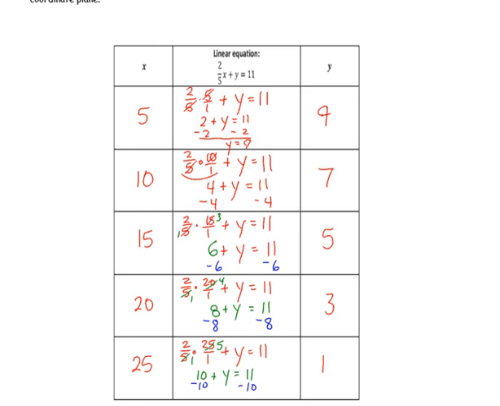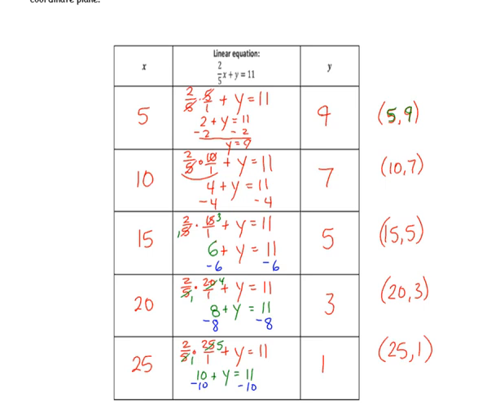I've solved for each value of x. Now I'll write my ordered pairs. My first solution is (5, 9). My second solution is (10, 7). My third solution is (15, 5). (20, 3), and (25, 1). Now remember what this solution means. When x equals 5, then y equals 9.